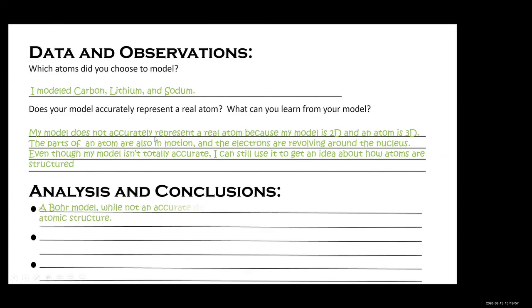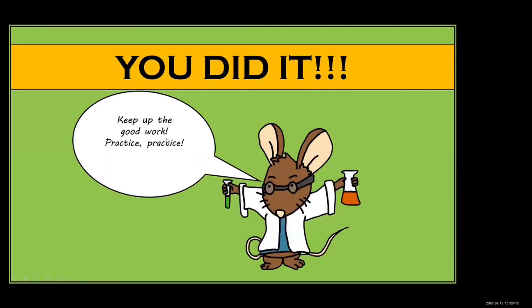Even though my model isn't totally accurate, I can still use it to get an idea about how atoms are structured. So our analysis and conclusion is that a Bohr model, while not an accurate depiction of an atom, can help you conceptualize basic atomic structure, and that the number of neutrons in an atom can be determined by subtracting the atomic number from the atomic mass. And maybe you have another idea you could put there as your last bullet point.